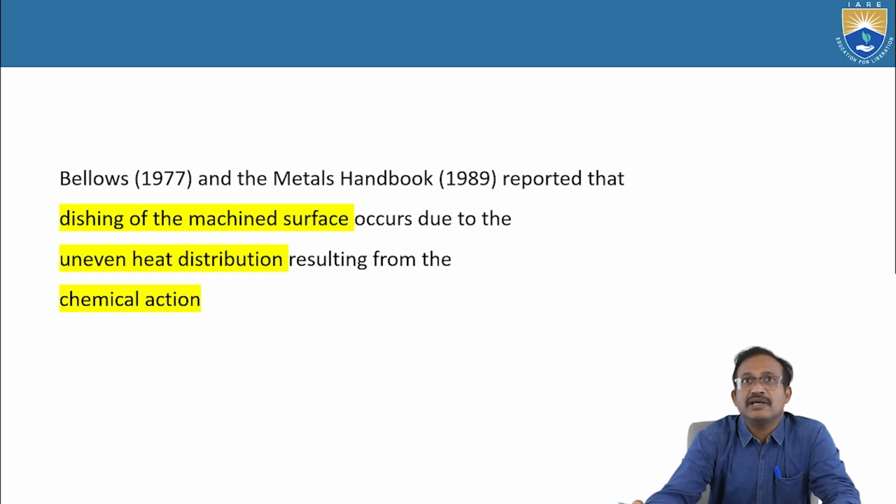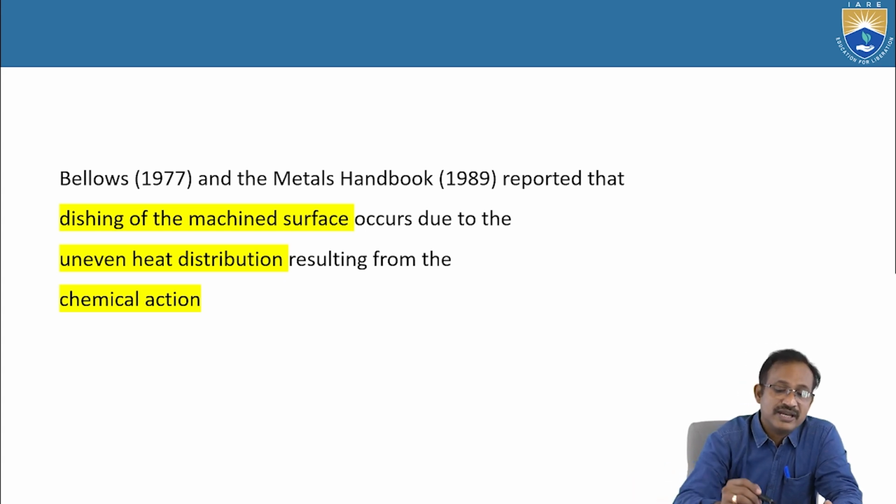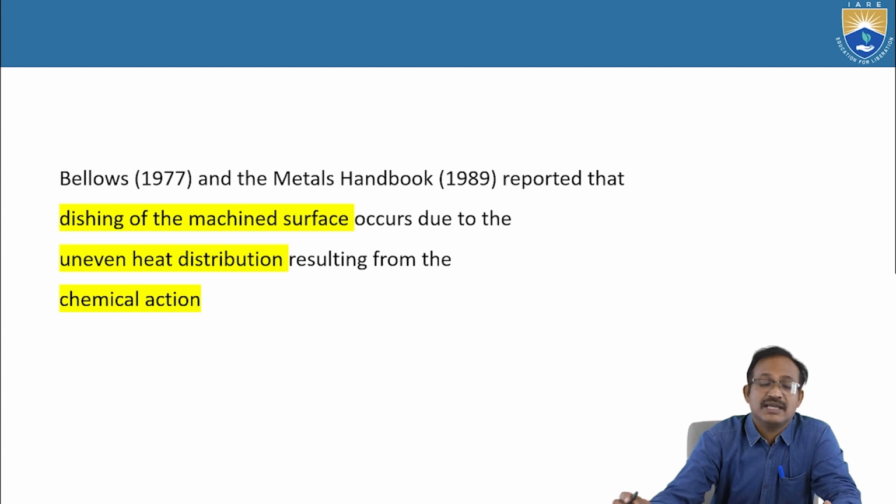Here the researcher Bellows, in 1977, and as per the Metals Handbook 1989, reported that dishing of the machined surface occurs due to the uneven heat distribution resulting from the chemical action.